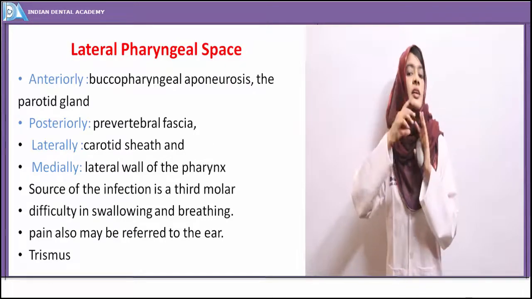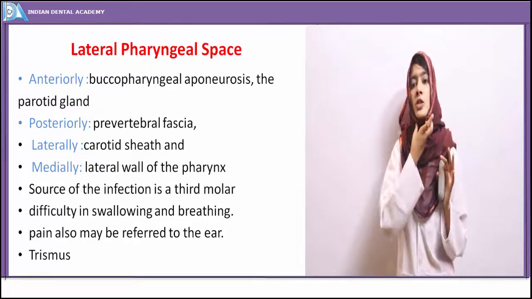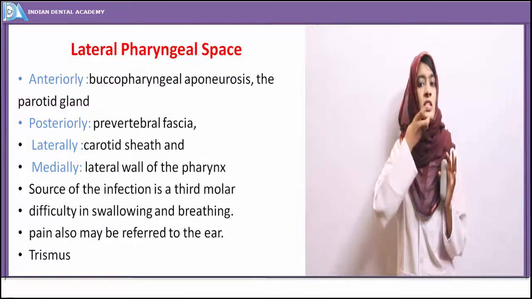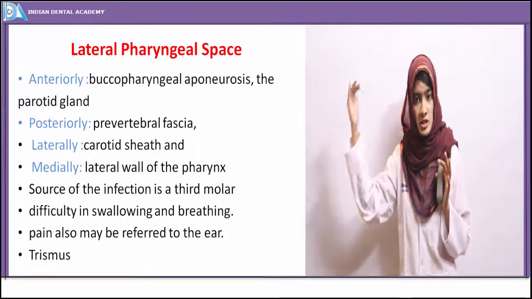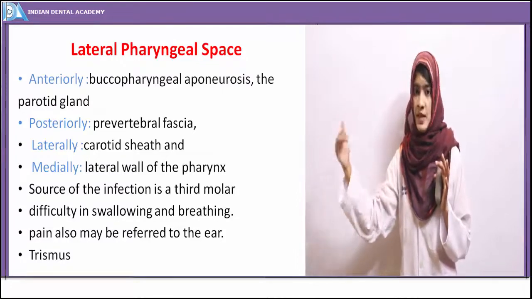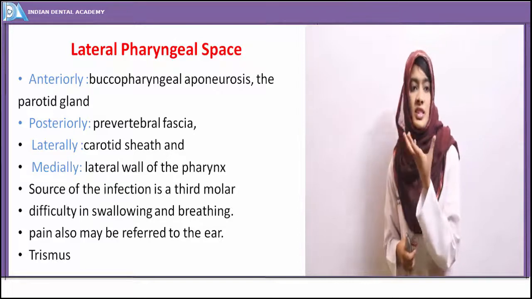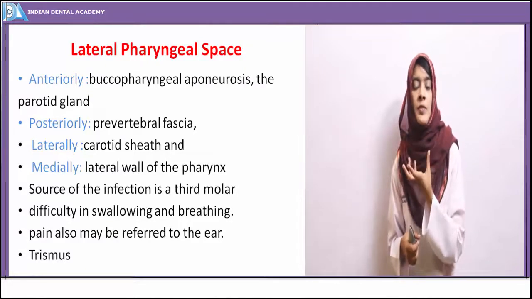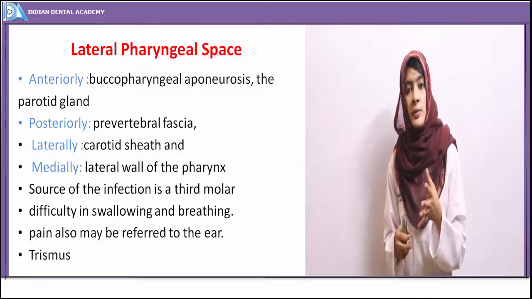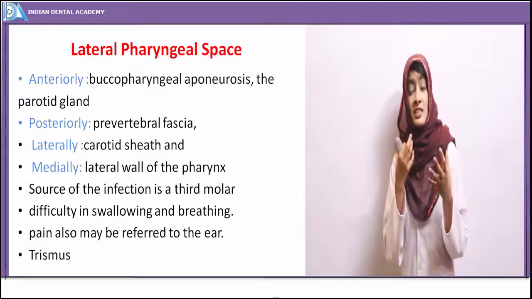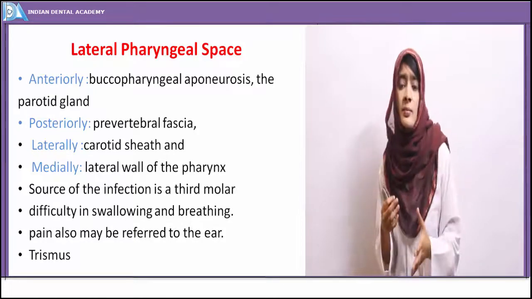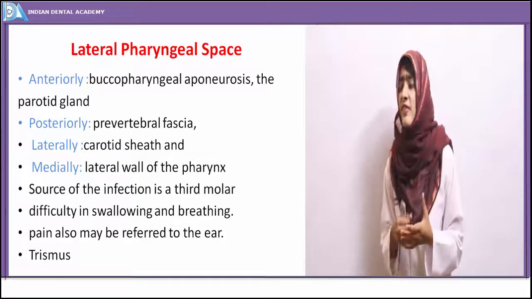If we see the submandibular space, it is situated in the lower jaw here, right? So extension from the submandibular space is the most common reason for inflammation in this lateral pharyngeal space region. It involves severe swelling and pain in the pharynx region, so invariably dysphagia will be present, and it leads to asphyxiation, that is restricted breathing, because of involvement of the pharynx.